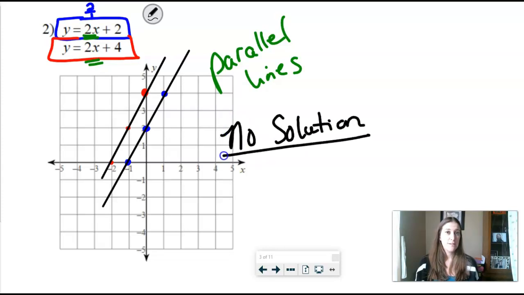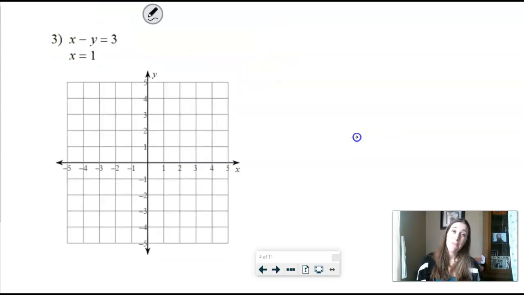Please write out the phrase no solution. Don't put 0 with a line through it. Just don't be lazy. Write no solution. And if you notice without graphing it that they're parallel, that's great. You can just write parallel lines, no solution.